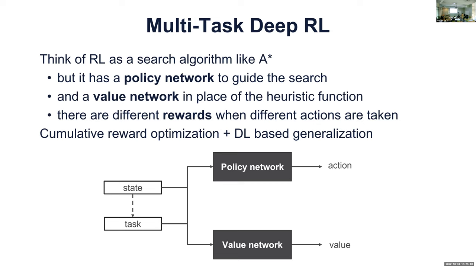So this dash arrow line basically means that you'll be able to infer tasks implicitly from a state. And then you have state and task encoding, and they will be passed through the policy network to generate an action or sample a certain action, or a value network to assess how good the state is for the task. Okay, so this is the basic impression of multitask deep RL.